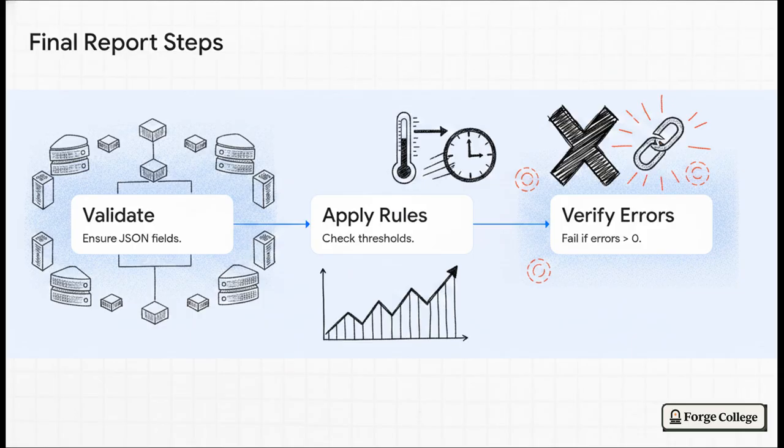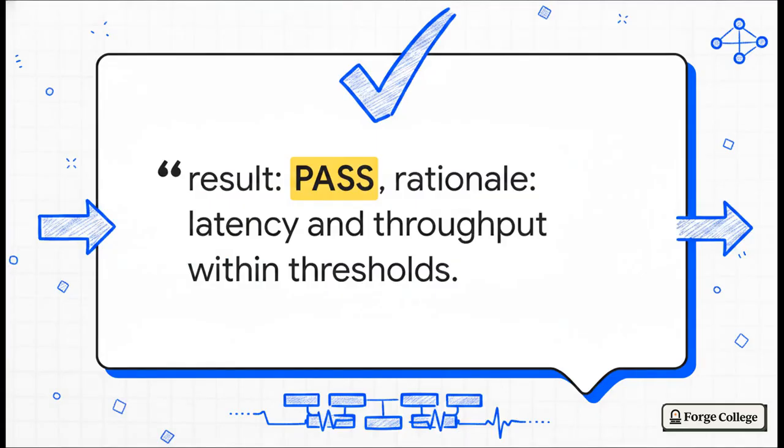It can apply the rules, checking P95 and throughput against your targets, maybe triggering an automatic warning if latency gets too high. And critically, it verifies errors, triggering a hard, undeniable fail if even a single error sneaks into that steady state window. Which leads us right to this final report fragment. This is exactly what you want to see, a definitive pass with a clear technical rationale stating the latency and throughput stayed within configured thresholds. This fragment, complete with explicit traceability links back to your logs, is the definitive stamp of approval you'll merge into your capstone project. It proves you didn't just write a script, you engineered a truly resilient system.